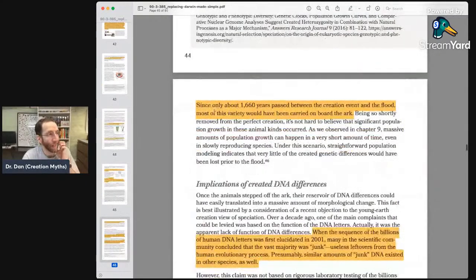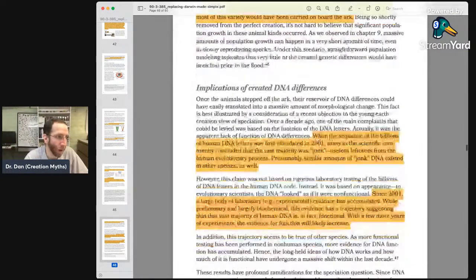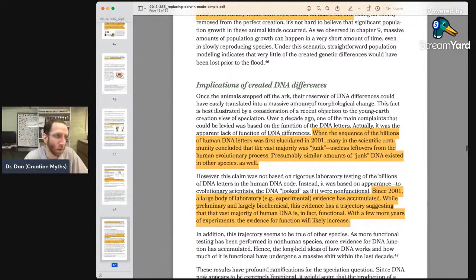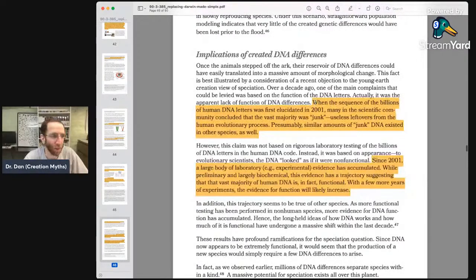Okay, so they're saying you're not going to lose much variety in 1,000 some odd years. I don't care. Here we go. Now he's saying junk DNA doesn't exist. It's wrong. Junk DNA exists, everybody. Okay, so he's going to cite here.